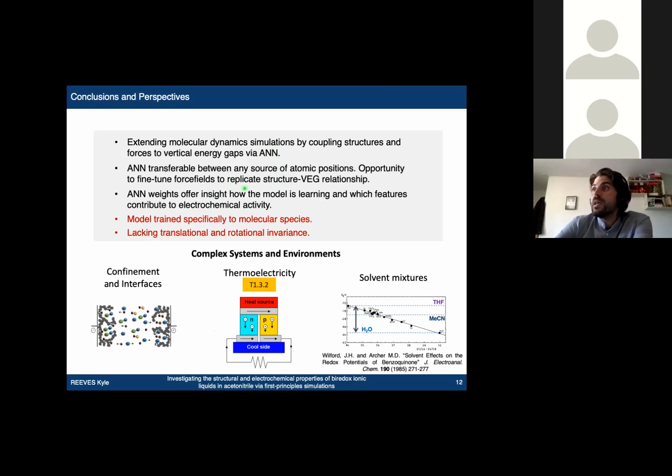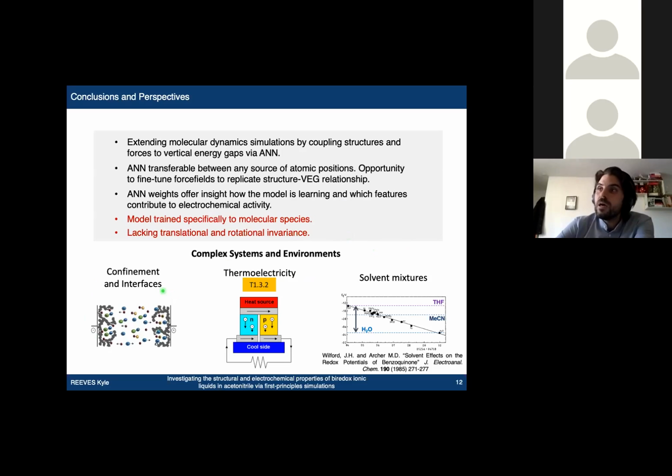We are interested in finding different sources of structures and using that as a feedback mechanism to fine-tune force fields to be able to replicate structure and vertical energy gap relationships. And finally, to be able to visualize and understand what the weights mean in order to have some physical insight into the system as well.